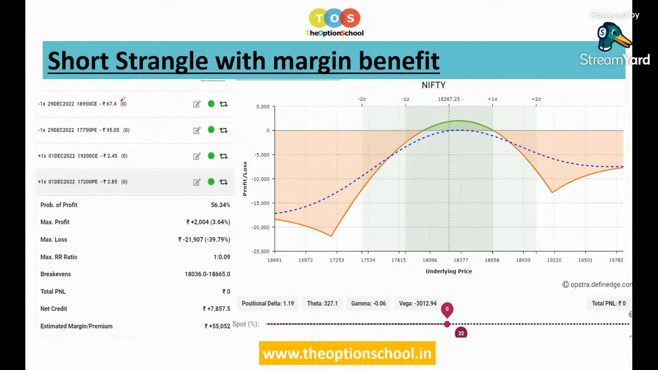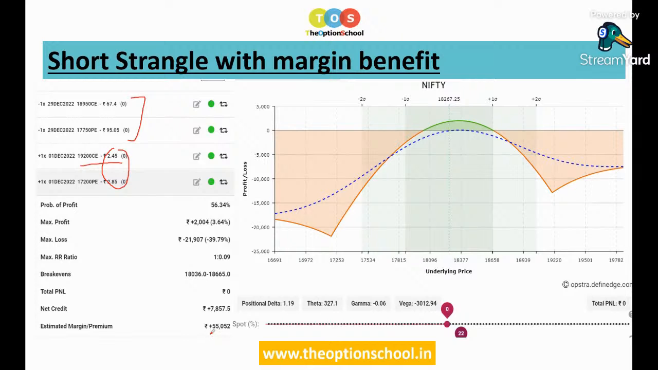Now in case I'm taking a margin benefit, look at the payoff diagram. What we have done here is we have taken the same trade for easier understanding, the same short strangle. But what we have done, we have purchased 19,200 call at just 2 rupees 45 paisa. Remember, the sold positions are monthly positions, purchased positions are weekly positions, so the rates are very low. So we have spent 2 rupees 45 paisa and 2 rupees 80, around 5 rupees, and by spending this 5 rupees, we have purchased weekly protections.